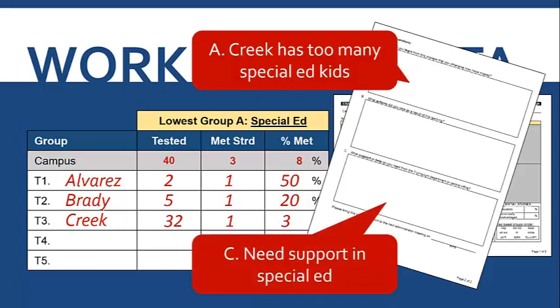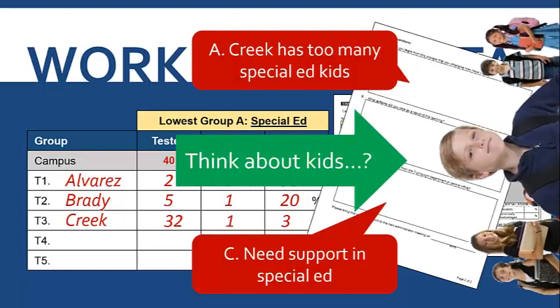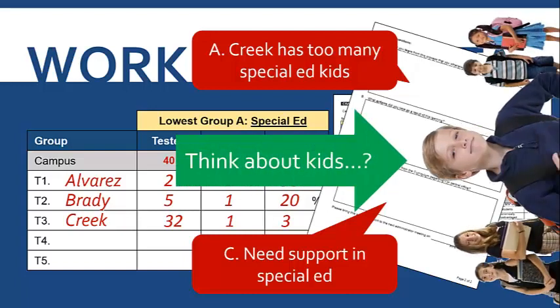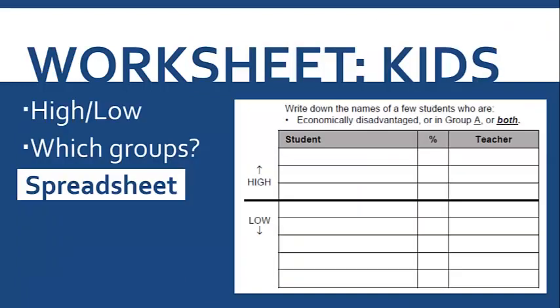Maybe you could get from this that you need a lot of support in special ed because only 8% of your kids passed. And maybe that would qualify for thinking about kids, and that would be enough. But there's also this extra part of that worksheet that asks you to identify specific kids that are high and low in each of these groups.